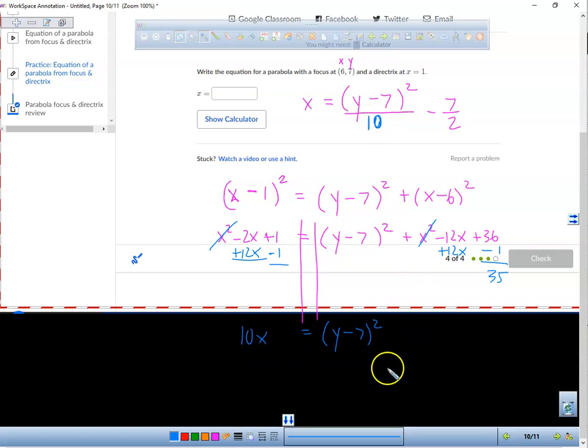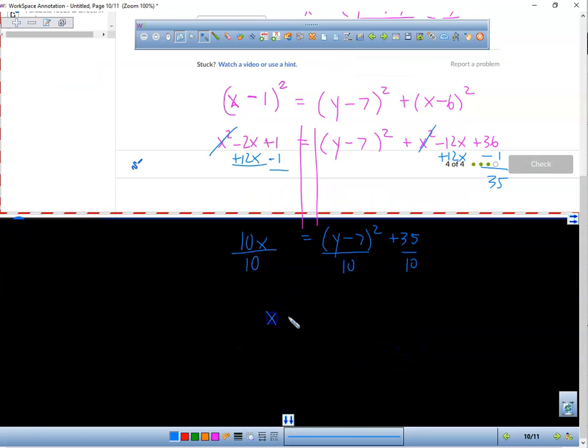And that reduces to 7 over 2. So we have a plus 35, divide everything by 10, but it should be a minus. I guess I messed up. We'll find out. Divide everything by 10. So we have x equals y minus 7 squared over 10 plus 7 over 2.